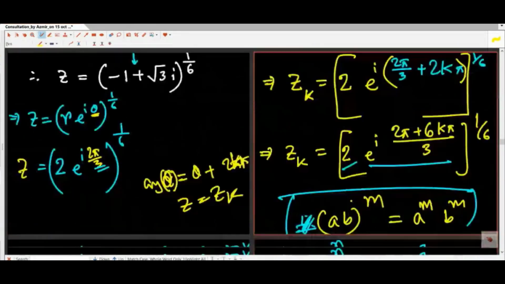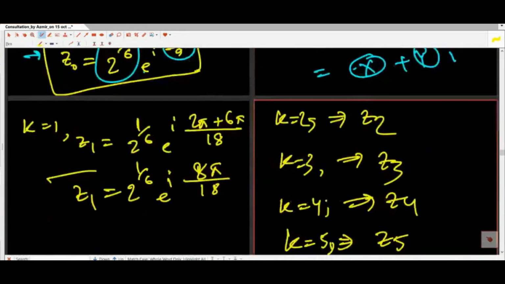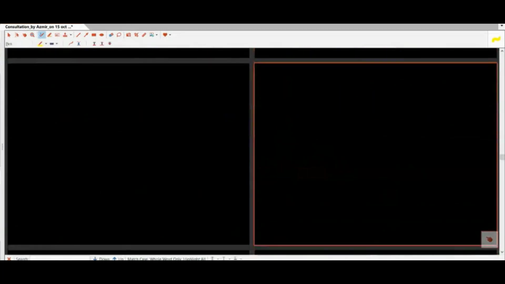Sometimes we have to look at the solutions, that is z0, z1, z2, z3, z4, in an Argand diagram.